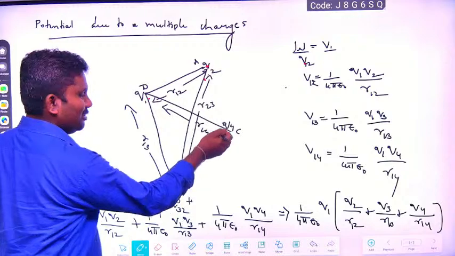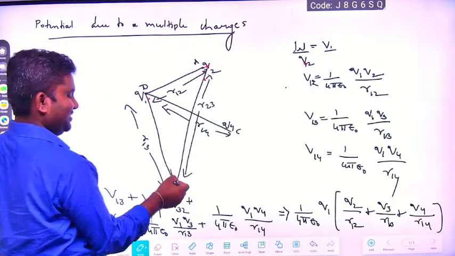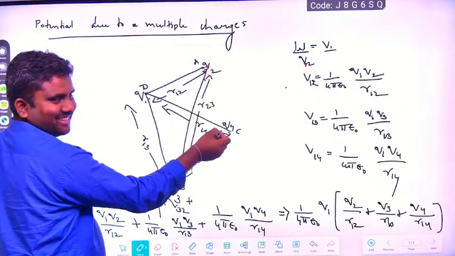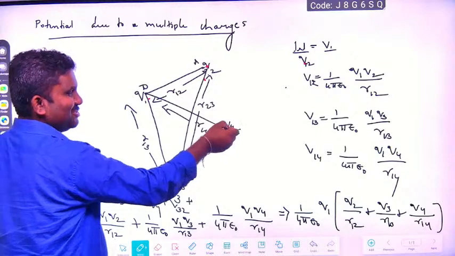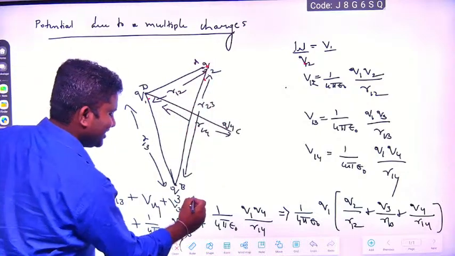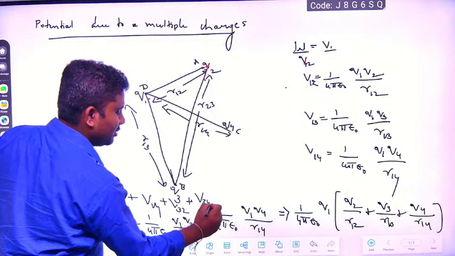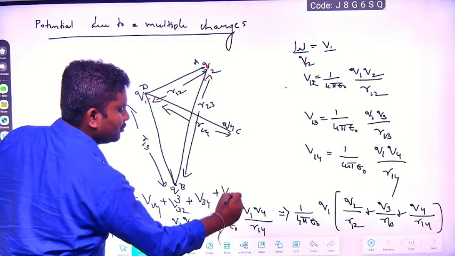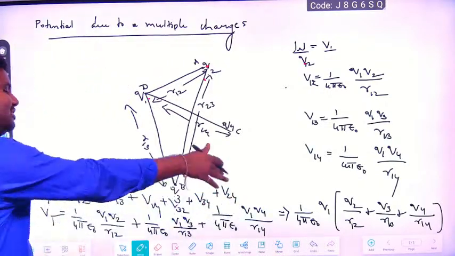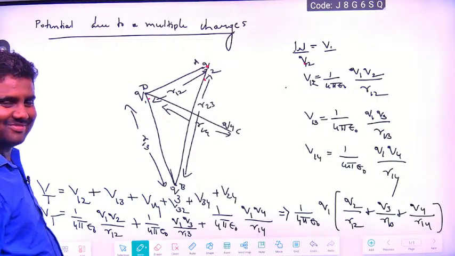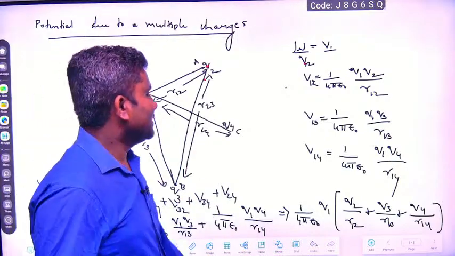Plus one more is this and this. Correct, no? This and this also will be there. You write that also: V34 plus V24. You should add that also. Okay, please write, that also you add.